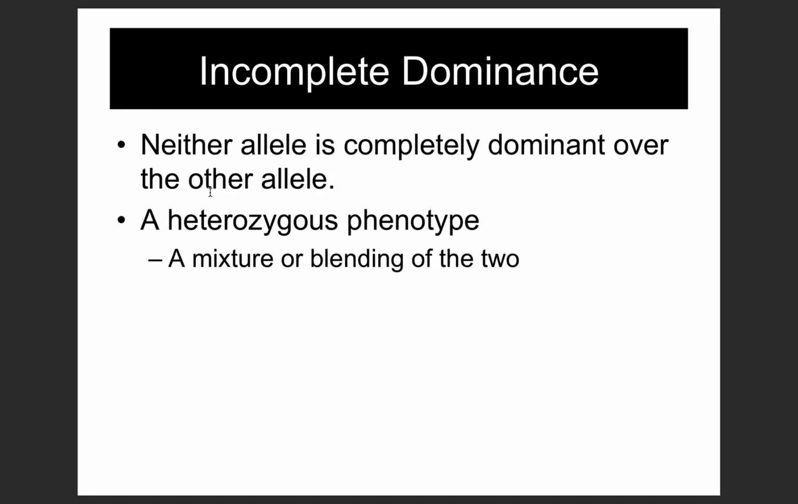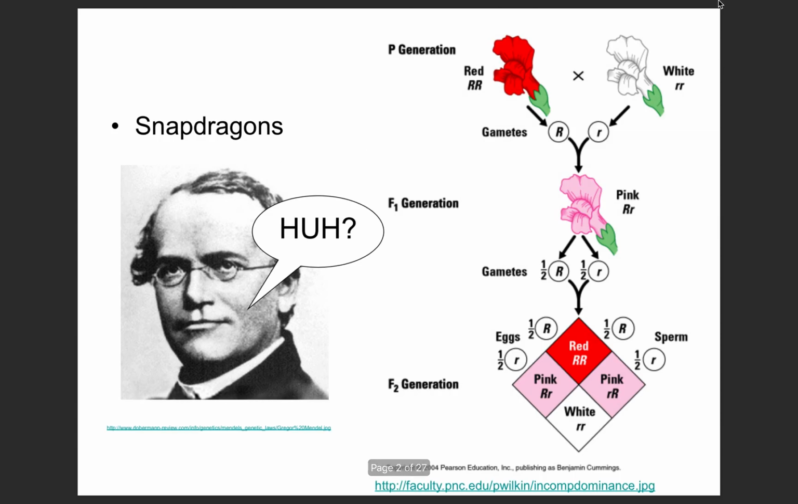So that example of the snapdragon flower that we just talked about is incomplete dominance. So neither allele is completely dominant over another allele. So neither the red nor the white completely dominate the color of the offspring, but it ends up being pink. So it's a heterozygous phenotype, which involves a blending of the two. So if I have my red flower and I have my white flower and they come together, then they'll be pink.